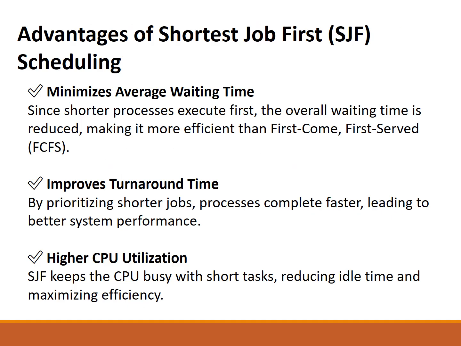Shortest job first, SJF, scheduling is one of the most efficient CPU scheduling algorithms. Let's explore its advantages. Minimizes average waiting time. Since shorter processes execute first, the overall waiting time is reduced, making it more efficient than first come, first served, FCFS. Improved turnaround time. By prioritizing shorter jobs, processes complete faster, leading to better system performance.